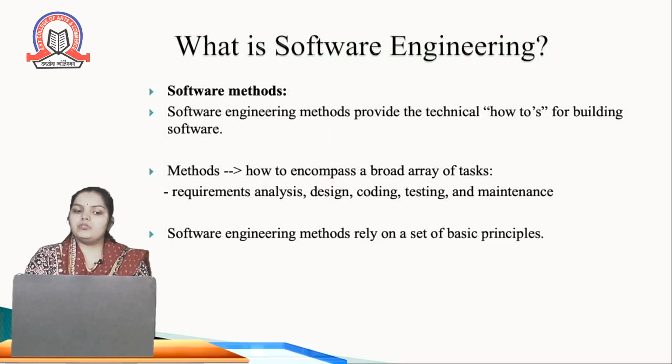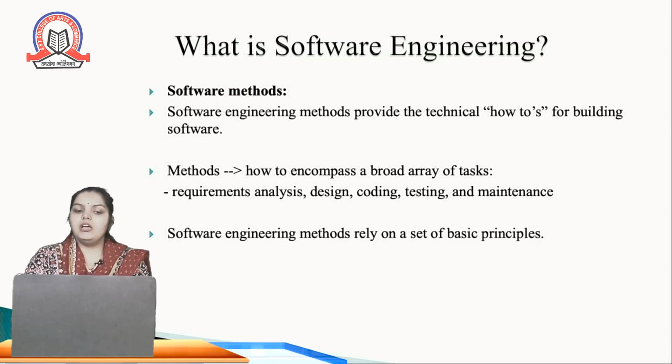Now, what is software engineering? If we talk about methods, software engineering methods provide the technical how-to for building software. The methods encompass a broad array of tasks: requirements analysis and gathering, and after that design, coding, testing and maintenance are the main components of software engineering.